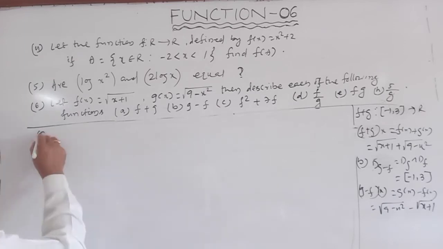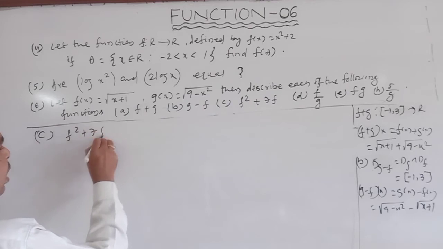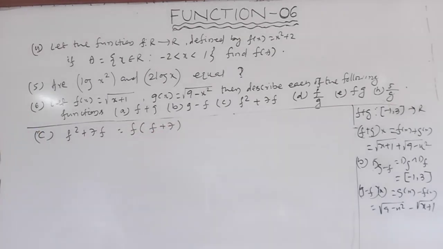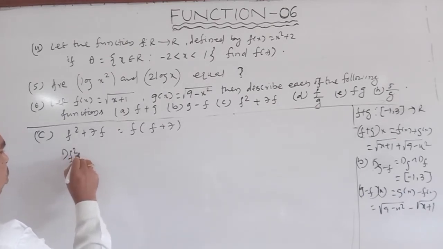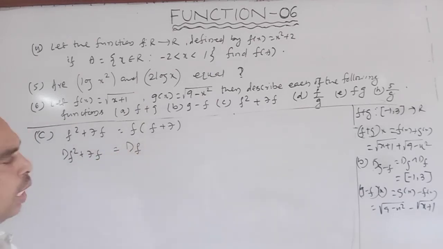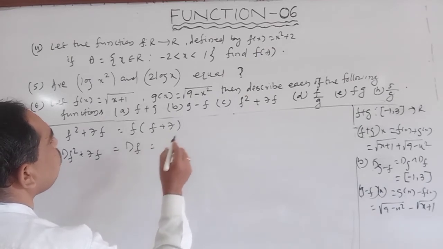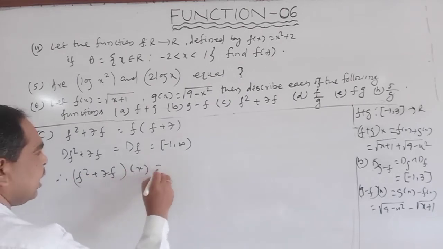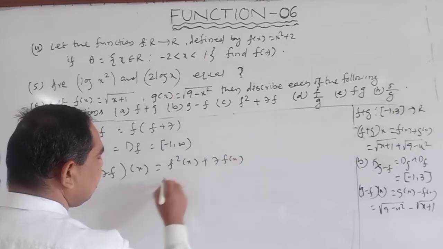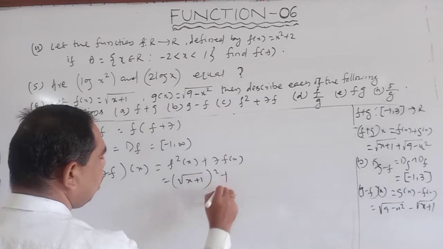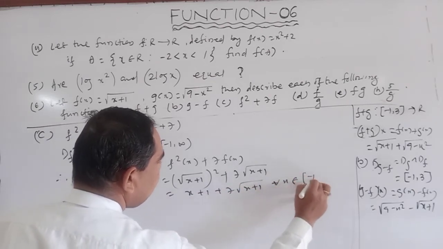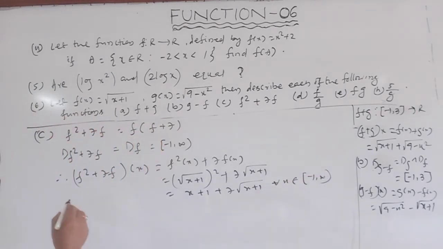Next, c: f square plus 7f. f square plus 7f means f into f plus 7, f into f plus 7. So the domain of f square plus 7f is the same as the domain of f. What is the domain of f? Minus 1 to infinity. Therefore f square plus 7f of x is equal to f square x plus 7fx. So what is f square x? Root x plus 1 whole square plus 7 into root x plus 1. That means x plus 1 plus 7 into root x plus 1, for all x belongs to minus 1 to infinity.